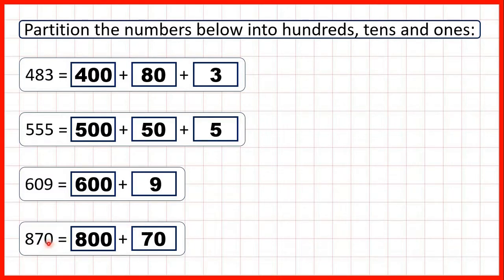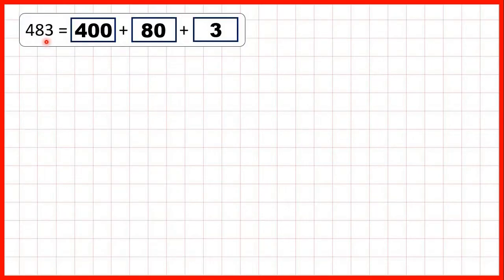This 0 is important because it tells us that the 7 is in our tens, so stands for 70, and the 8 is in our hundreds, so stands for 800. But the 0 doesn't have any value in itself. So let's take a closer look at these numbers.